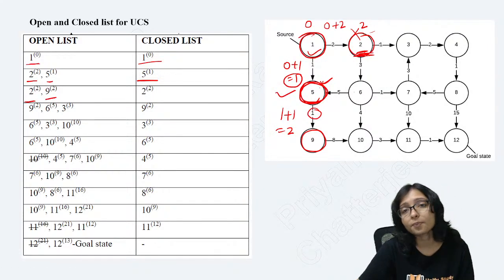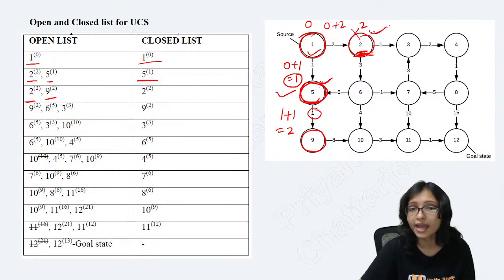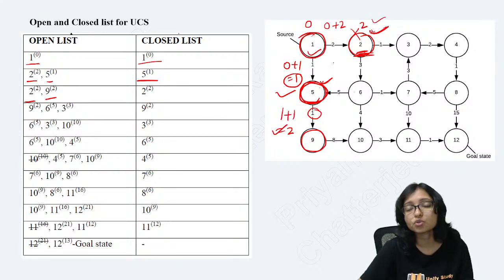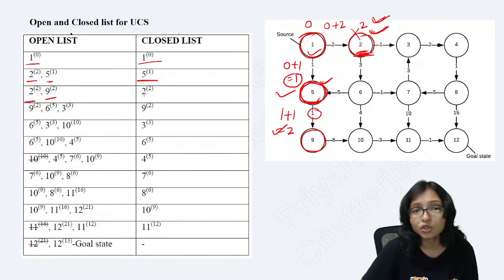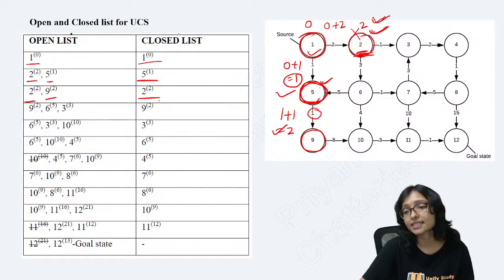Out of them, the previous one I should choose. As it is a priority queue and as per yesterday's concept, whichever one is already present gets the first chance. So it is already present. This is also 2, this is also 2. Out of them I am going to choose this one. So now 2 came to the closed list.